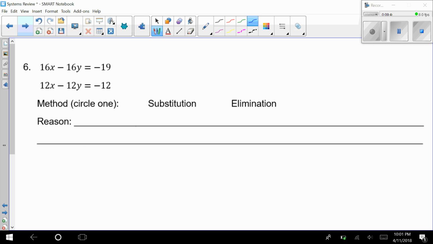And our last problem, 16x minus 16y equals -19, and 12x minus 12y equals -12. All my variables have coefficients, so I'm going to use elimination. Between 16x and 12x, I know that the least common multiple is 48. So I'm going to multiply my top equation by 3 and my bottom equation by 4.